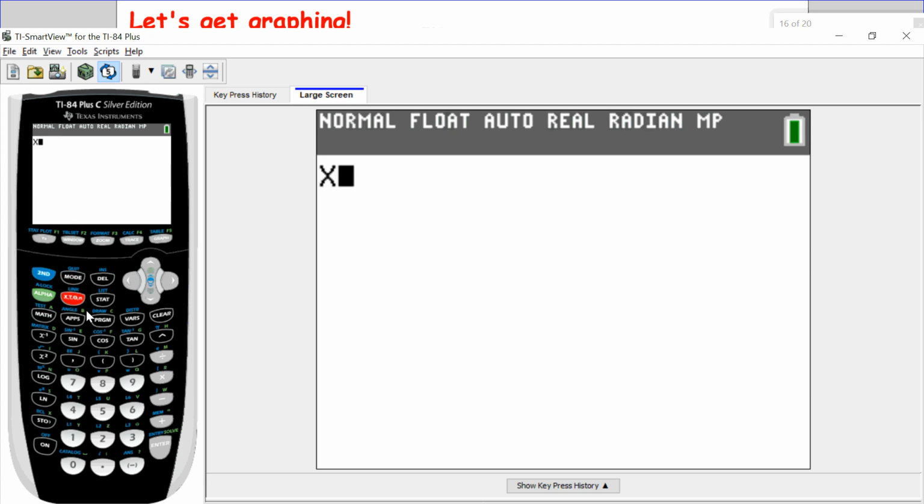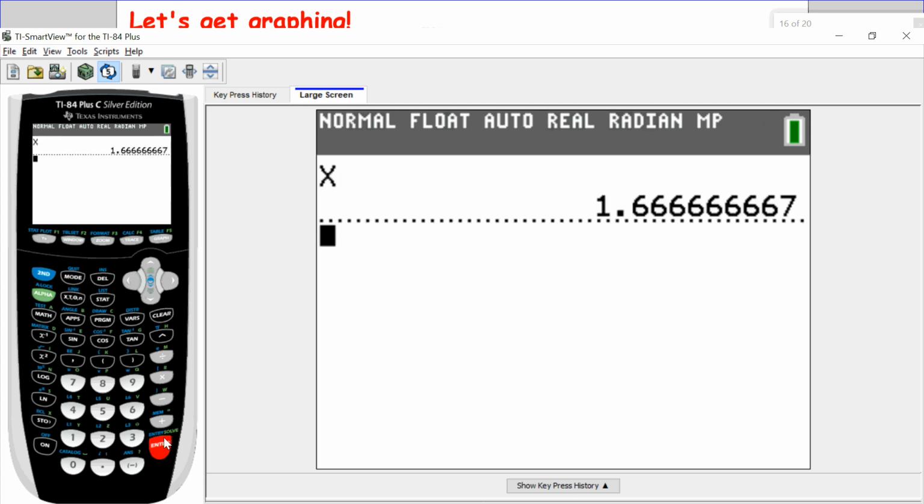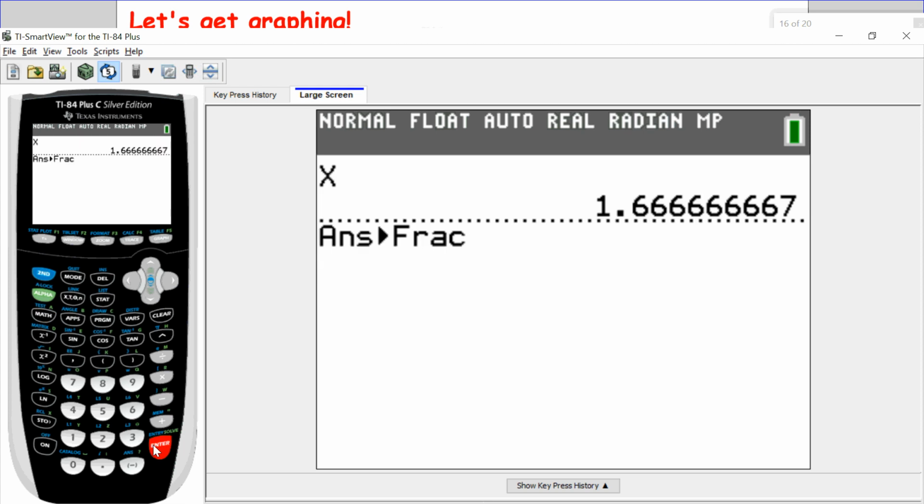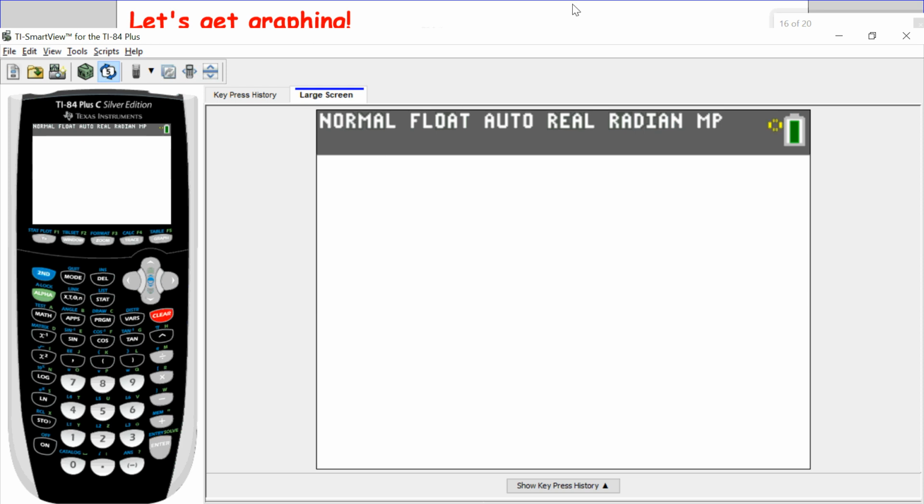And if we hit our variable key again and press enter, it calls up the x value that we just calculated. And then I can simply go math, enter, enter, and it turns it into a fraction for me. So just another little thing that you can do, turning x or y intercepts into fractions. Okay, so let's go back to my next one.